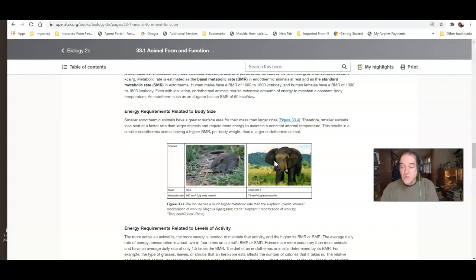So this is a much more efficient animal at keeping itself warm. And the reason that works is because of size. The surface area to volume ratio of this animal favors surface area, so it loses heat very quickly and very efficiently to the environment.